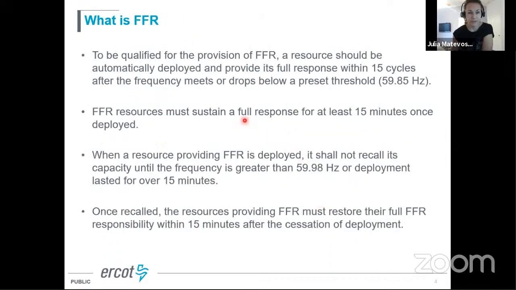So what's fast frequency response? I have a bit more detail about this particular product because it's new and the focus of my presentation. To be qualified for provision of fast frequency response, the resource should be automatically deployed and provide full response within 15 cycles. This is a quarter of a second in the US because we're a 60 hertz system. And then after frequency drops to 59.85 hertz, we get a step response from this FFR product.